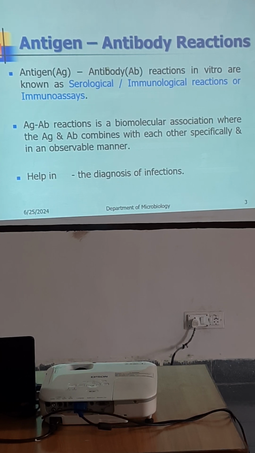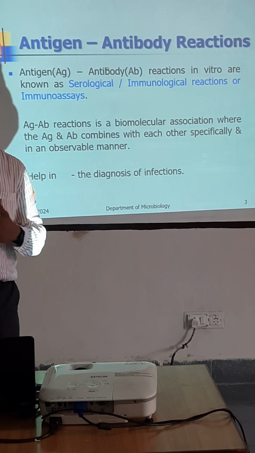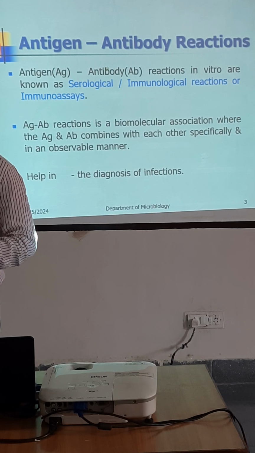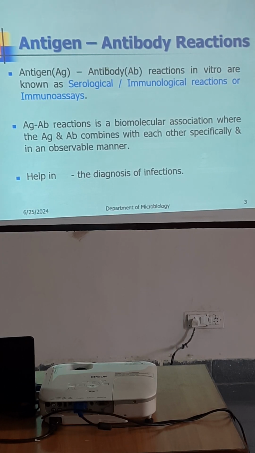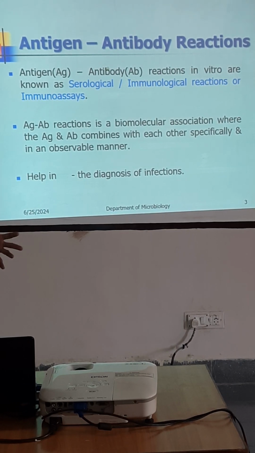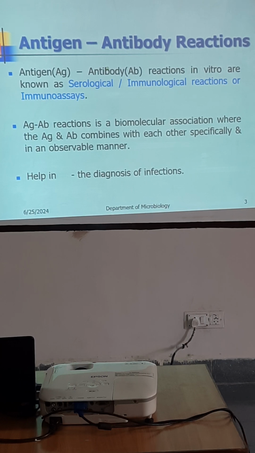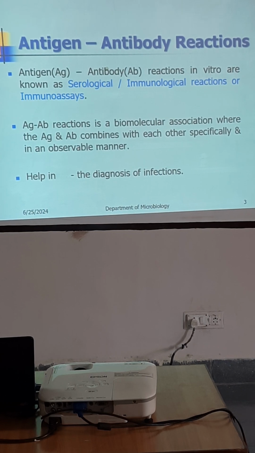And against these foreign substances, protein material, that could be toxin, that could be certain parts of cell wall components of any microbial organism like bacteria, fungi, parasites, against these components there is always an immune response elicited, and that is in the form of antibodies.